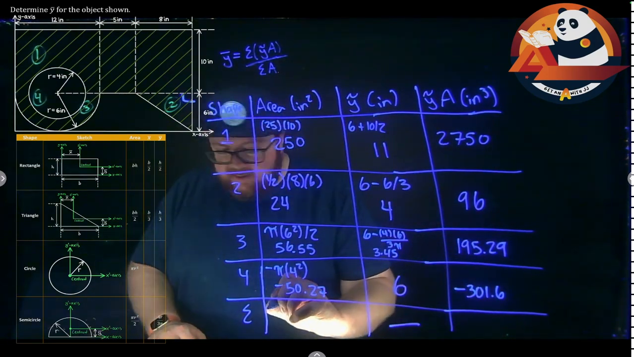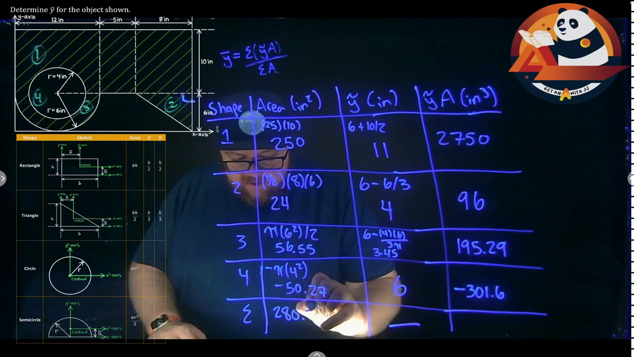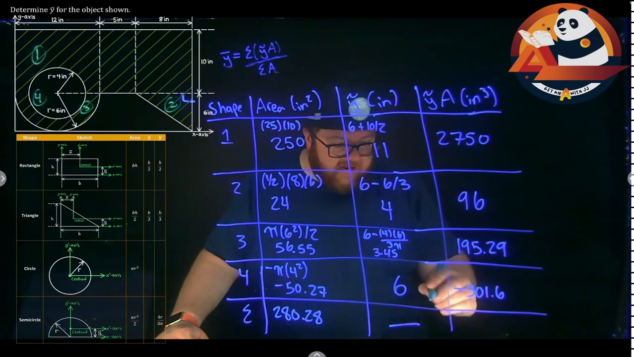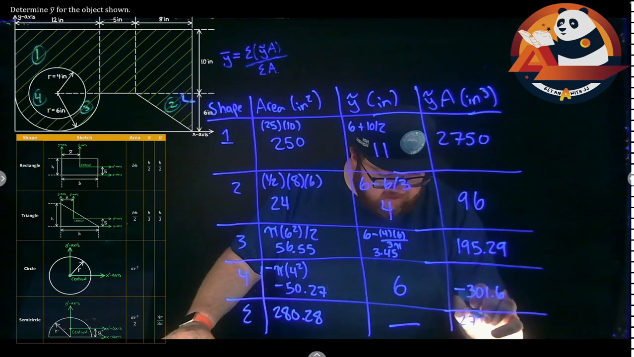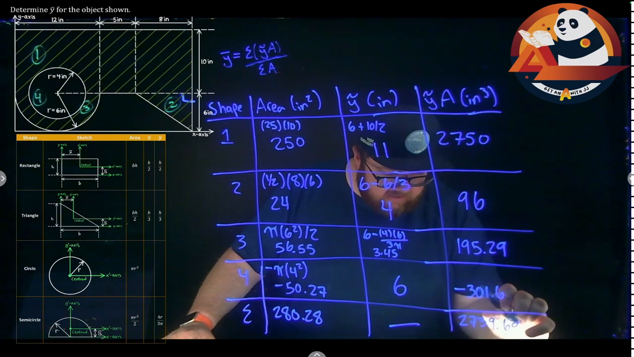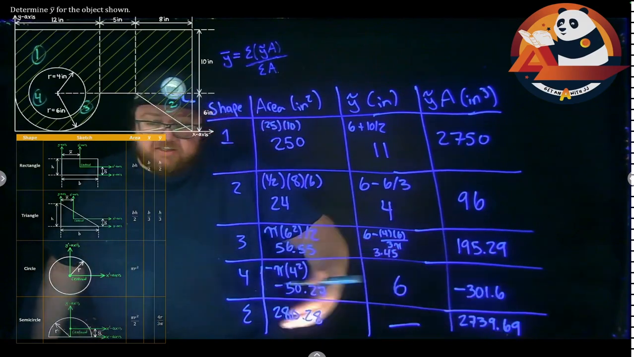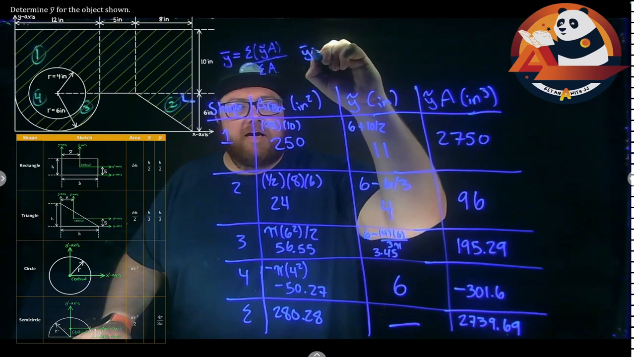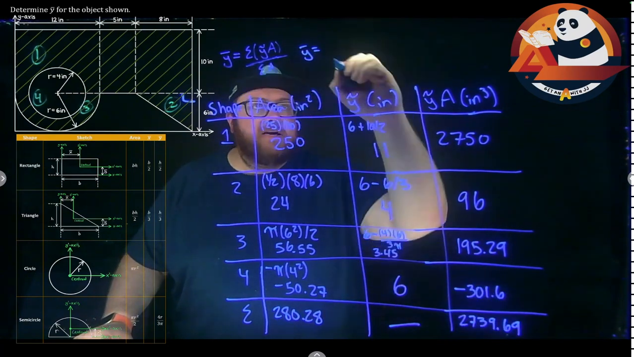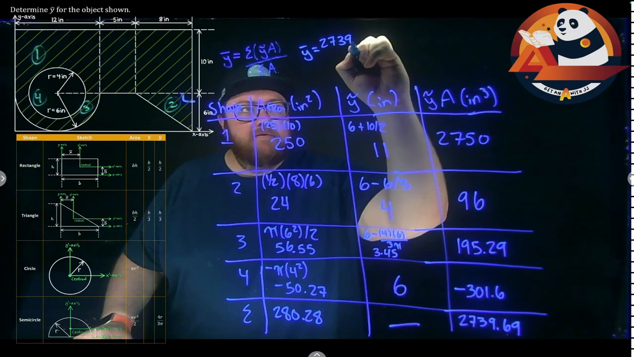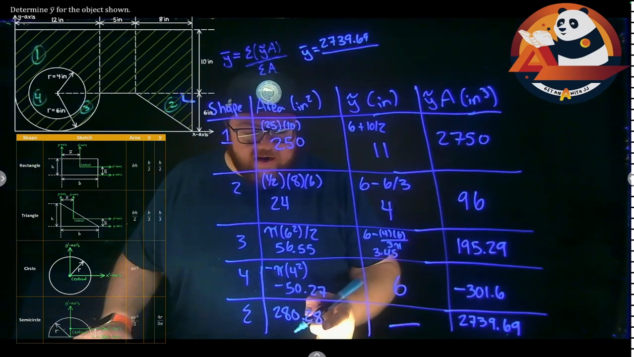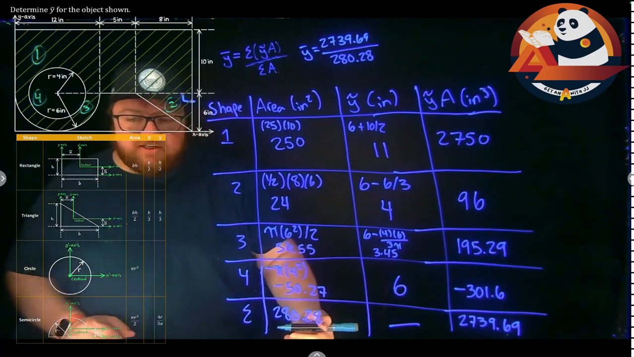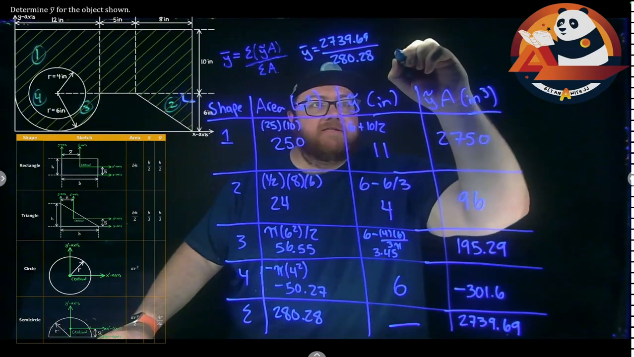My total area is 280.28. And my total y tilde a is 2739.69. Which basically finishes our problem. I can come back up and do one last thing to get y bar. Y bar is y tilde a, 2739.69, divided by our total area, 280.28. Or solving that out, y bar is 9.77 inches.